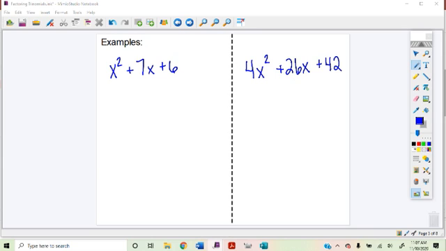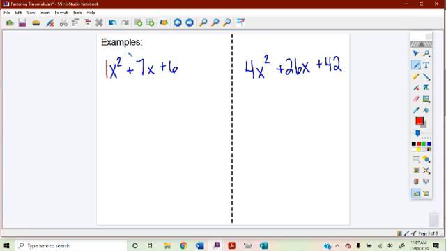So the first thing we do is we find our magic number, and our magic number comes from multiplying the coefficient of the first term by the coefficient of the last term. So since there's not a number in front of this, I'm going to put a 1, and I'm going to multiply 1 times 6 to get 6. That's my magic number. And so what I try to do is figure out a way I can split this into 2 separate terms that would add to give 7, but would also multiply to get 6.